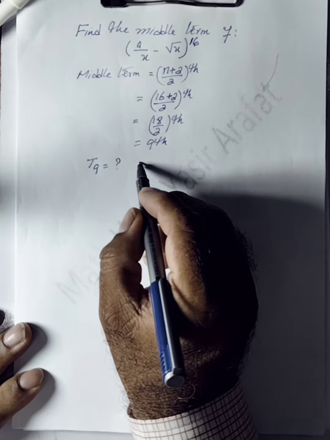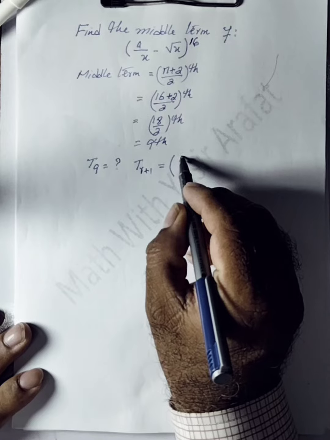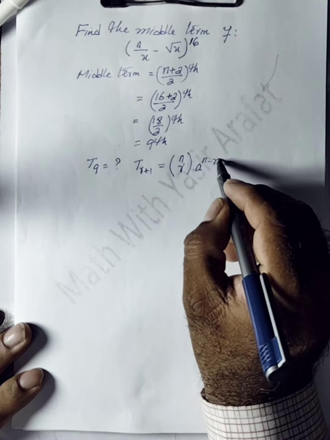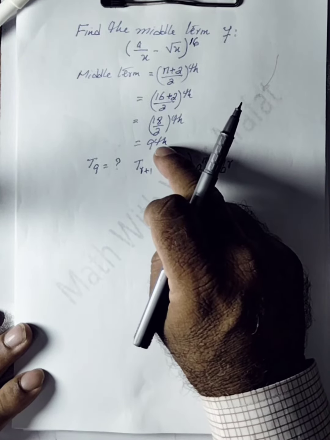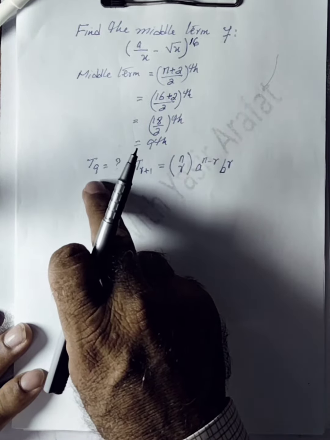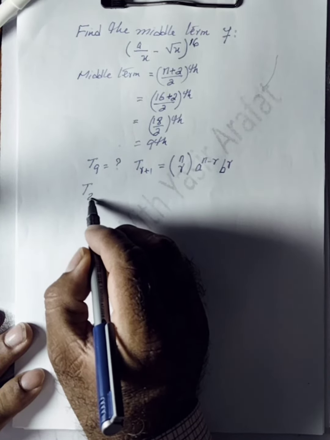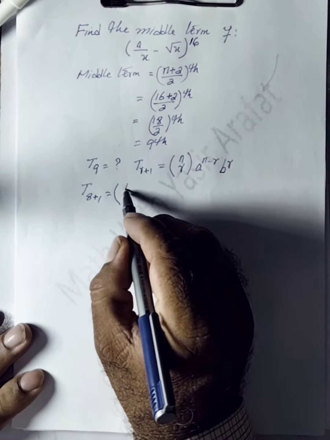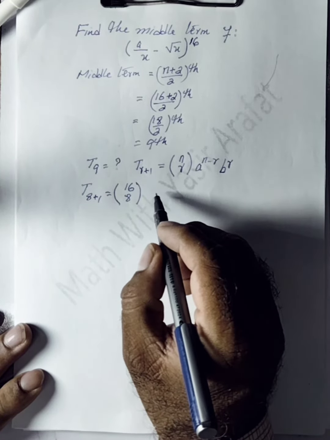We have the formula T(r+1) = nCr a^(n−r) b^r. This is the formula. Here the ninth term is the middle term, and now we have to find out the value of T9. So here T9 means r+1 is 9, so n is 16, r is 8. So this is 16 combination 8.